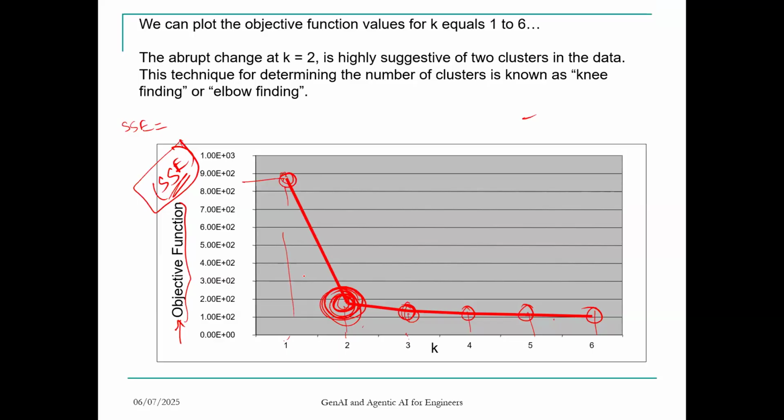So we need to run the clustering algorithm for different values of k, get the SSE and store it in a data frame, and then plot it, and then understand which one to choose. Correct, correct. Yes. Okay, next please.